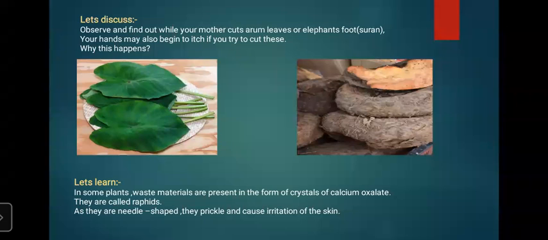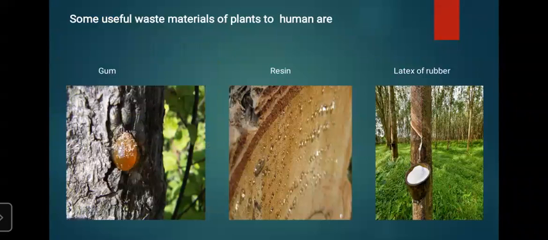Some waste materials of plants are useful to humans, for example, gum, resin, latex of rubber, etc. In the first picture, you can easily see the excretory material that is called gum, then resin, and then latex of rubber. When we cut the tree transversely, we find this type of sticky substance, which is called resin. And the liquidy white colored portion which comes out from the rubber is called latex of rubber, which is collected and sent to the industries to get processed and to make different things which are useful for us.